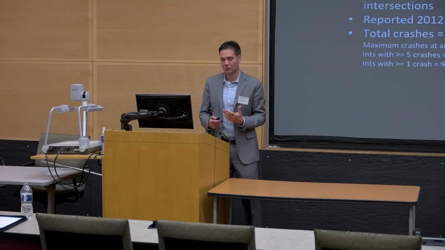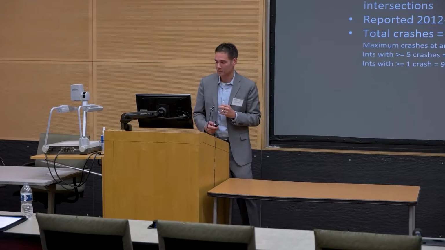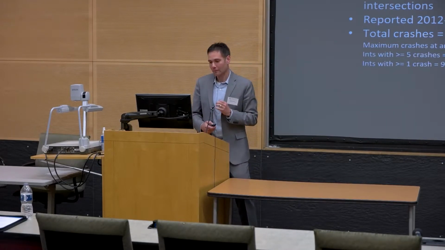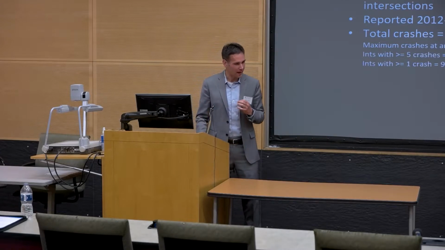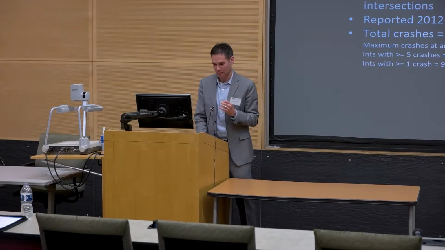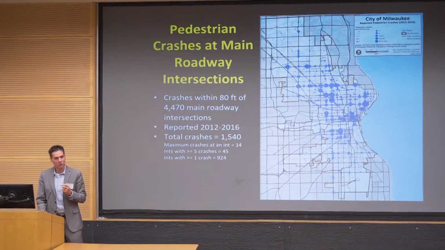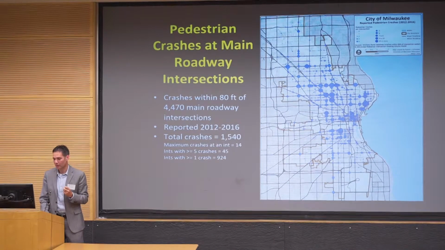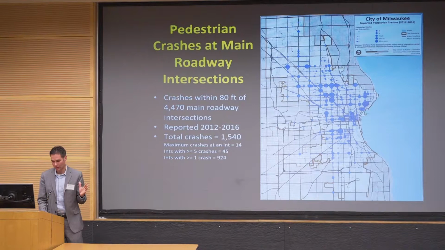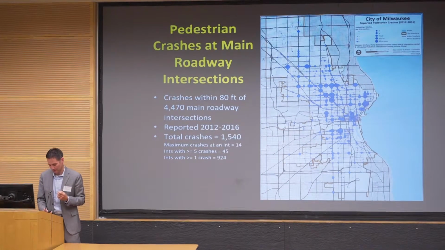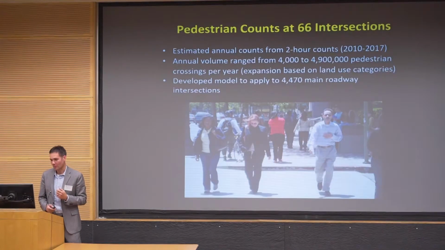So first, to give you a sense of what the distribution of pedestrian crashes looks like, is this map up here. We looked at crashes that were reported within 80 feet of the center of an intersection. There are 4,470 main roadway intersections, that's arterial and collector roadways in Milwaukee. Between 2012 and 2016, there were 1,540 pedestrian crashes near these intersections. One intersection had 14 crashes. 924 of the intersections experienced at least one crash. The spatial distribution is shown on the map.